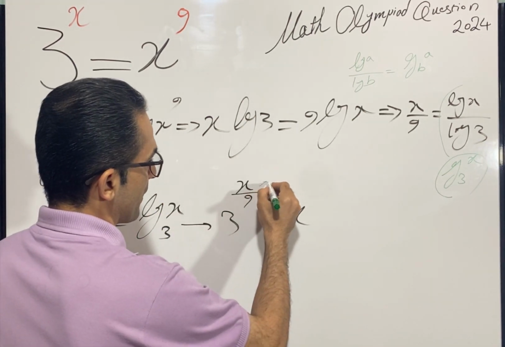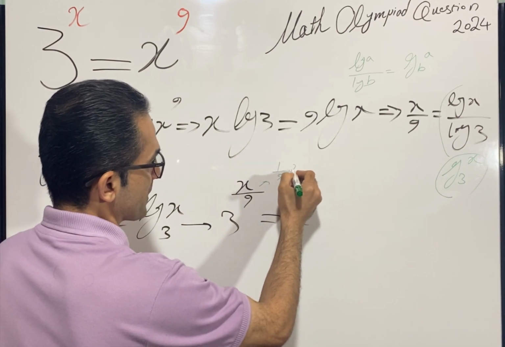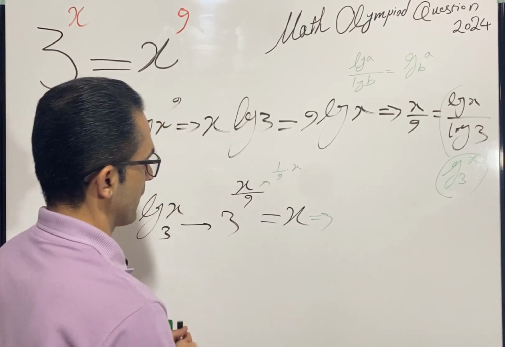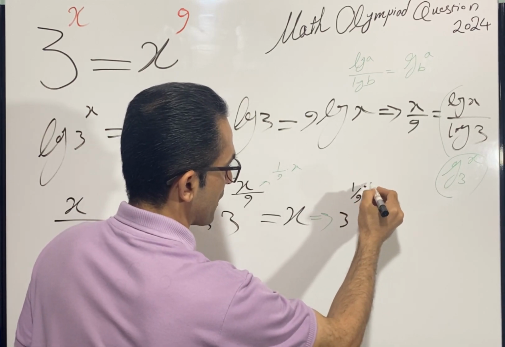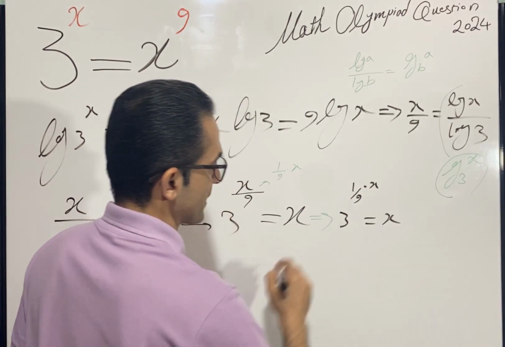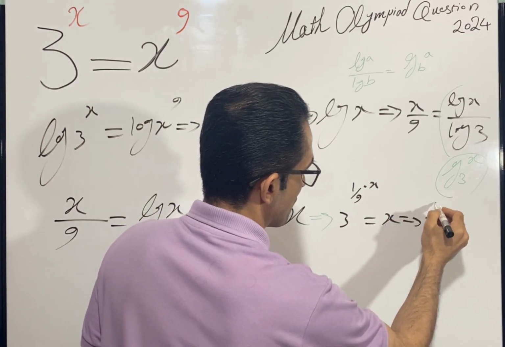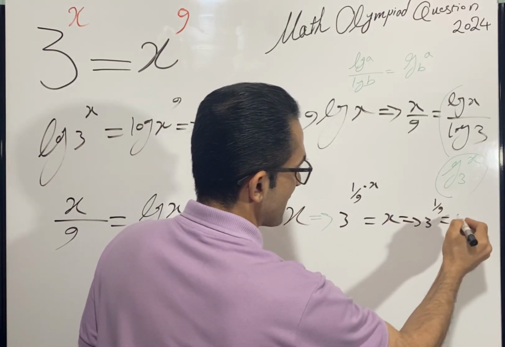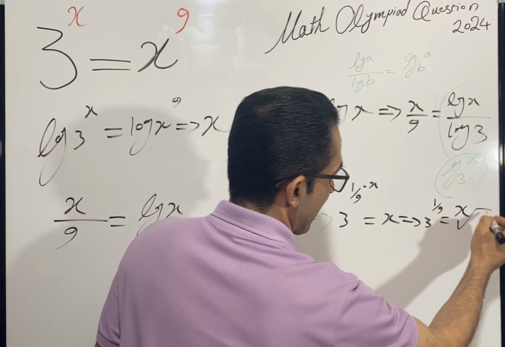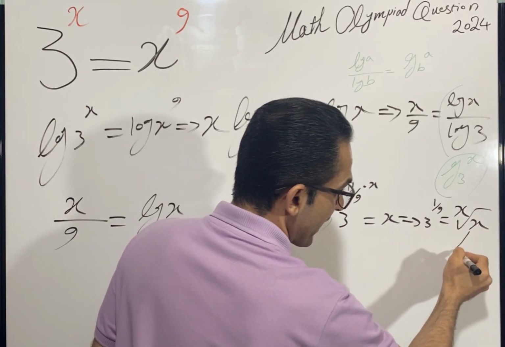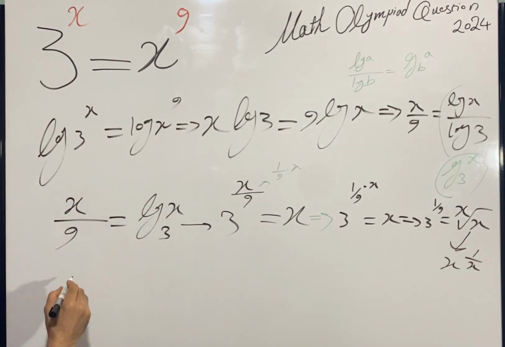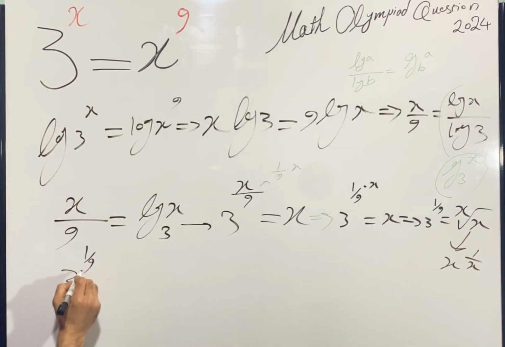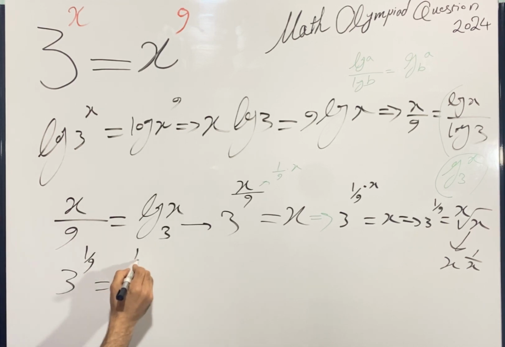x over 9 is 1 over 9 times x. 3 to the power of 1 over 9 times x equals x. So 3 to the power of 1 over 9 equals the x root of x. The x root of x is x to the power of 1 over x. So 3 to the power of 1 over 9 equals x to the power of 1 over x.